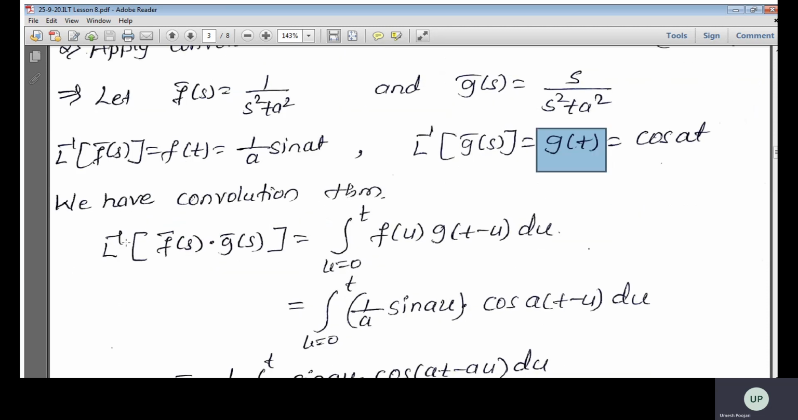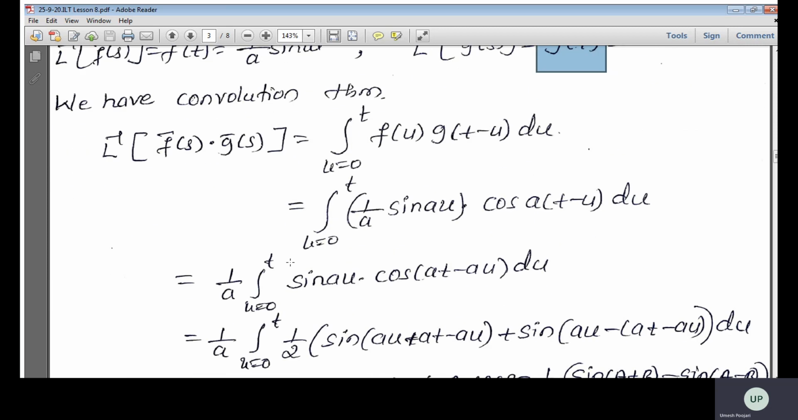So the convolution theorem is L inverse of f bar of s into g bar of s equal to integration of f of u into g of t minus u du from 0 to t, equal to integration of f of u, that is 1 by a sine au, into cos of a into t minus u du from 0 to t. So you can take 1 by a outside. So this is in which form? Sine au into cos of at minus au.